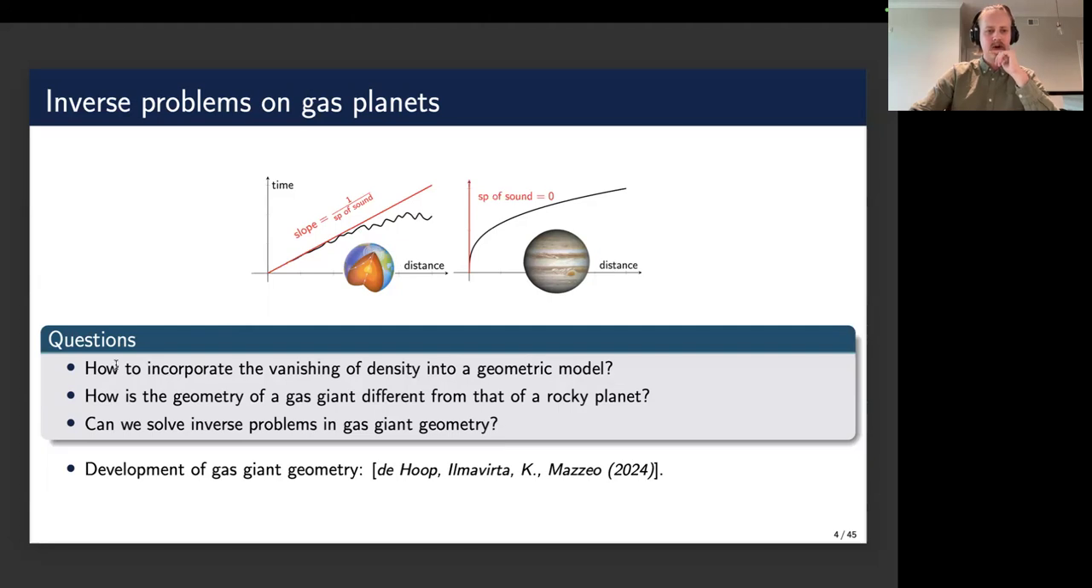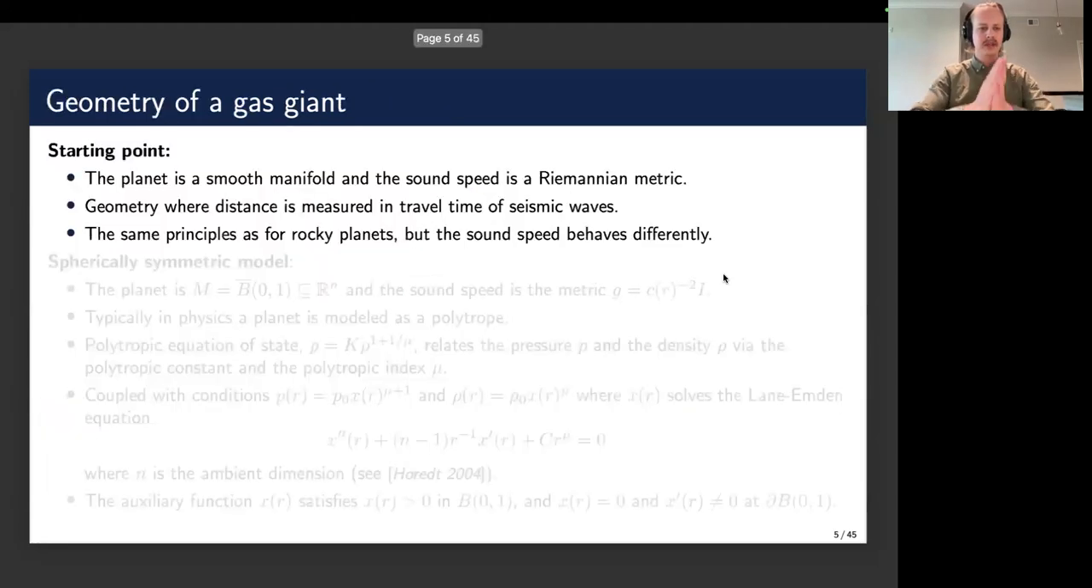Okay. So the main questions I want to address today are: how do we incorporate this vanishing of density or the sound speed profile into a geometric model for wave propagation on gas giants? Then we want to explore how different this gas giant geometry is from a rocky planet geometry in this sense. And then, of course, can we solve some inverse problems in gas giant geometry? Right. So let's get into it.